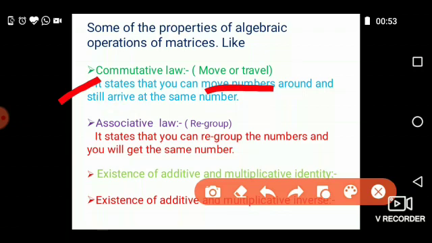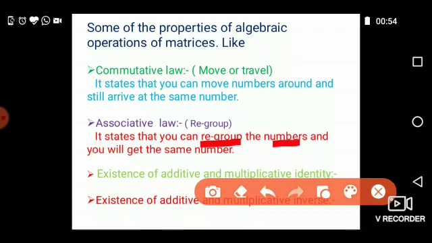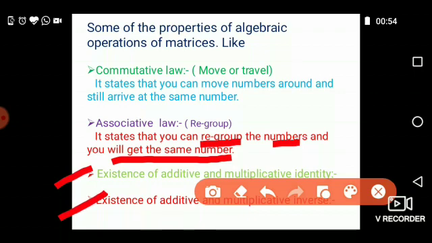Similarly, the associative law. The word associative is nothing but group, and it states that you can regroup the numbers and you will get the same number. Such a law is called associative law. And the remaining two laws are called existence of additive and multiplicative identity and existence of additive and multiplicative inverse.